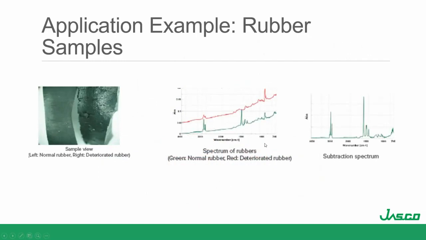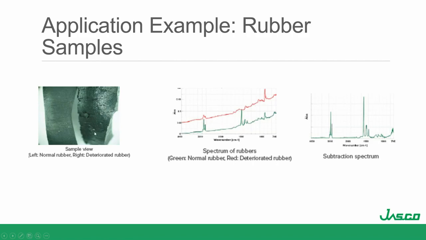So some application examples for the ATRs. This is where germanium really is the best one to use, because dark samples like this tend to have a weak IR signal, and it actually absorbs too much of the light. Germanium's got a lower penetration depth, so you have less absorption.